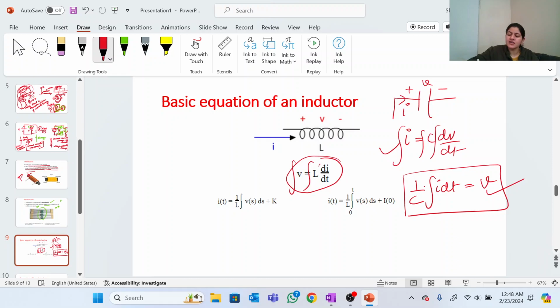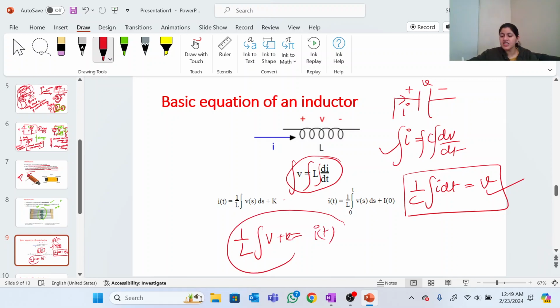So you can see that integrating both sides, this L comes downside, so it will be 1 by L, then integration of V dt, and this di by dt at this side becomes i. So these were the formulas for capacitor. These two are the formulas for inductor. So you just need to remember these.